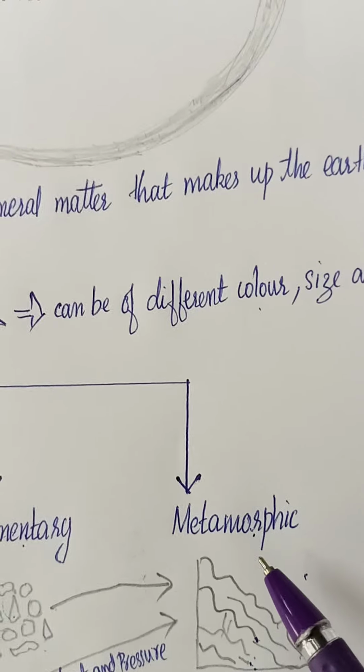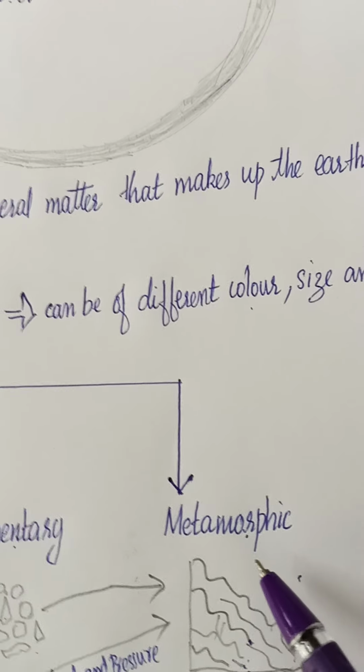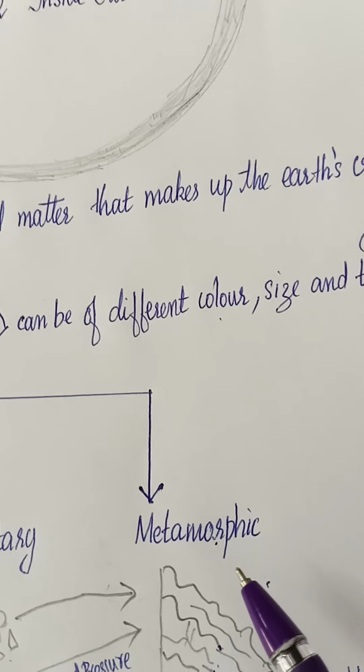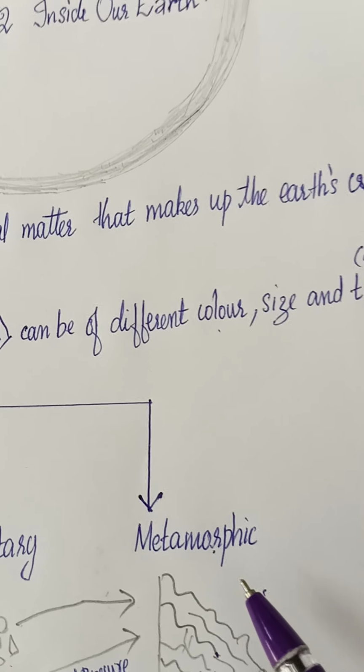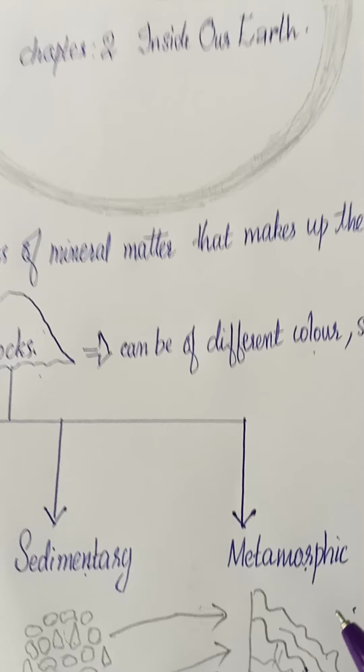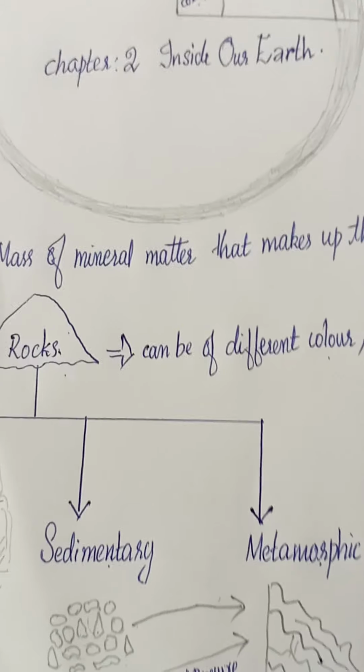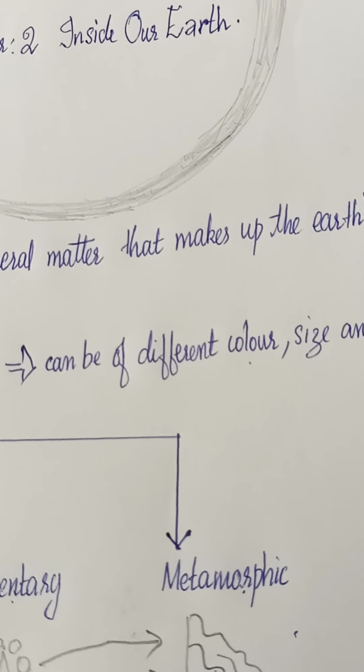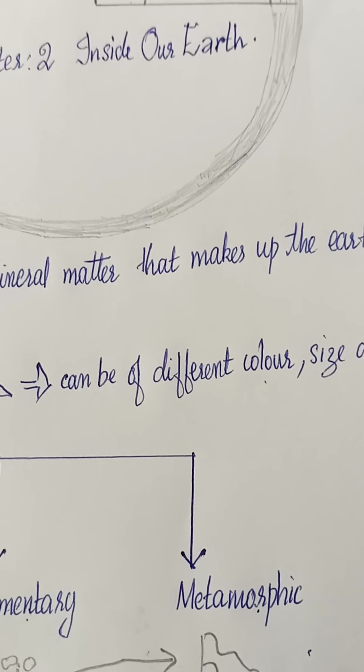The word metamorphic comes from the Greek word metamorphos, which means change of form, or a change that happens.